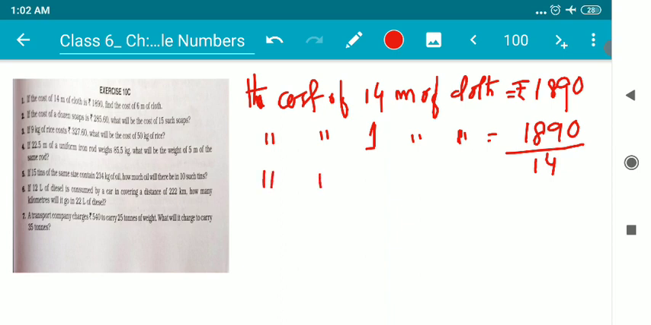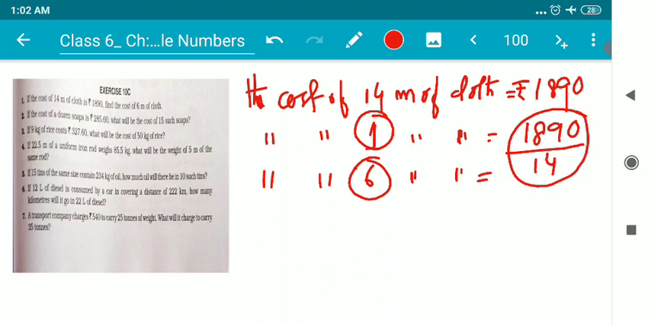Now children, the cost of 6 meter of cloth is how much? Of course 6 meter is greater than 1 meter. So naturally, whenever we are going to find for any number, we just multiply with the amount for 1. So the amount for 1 is this much. To find for 6 meter, we will multiply 1,890 by 14, to be multiplied by 6.